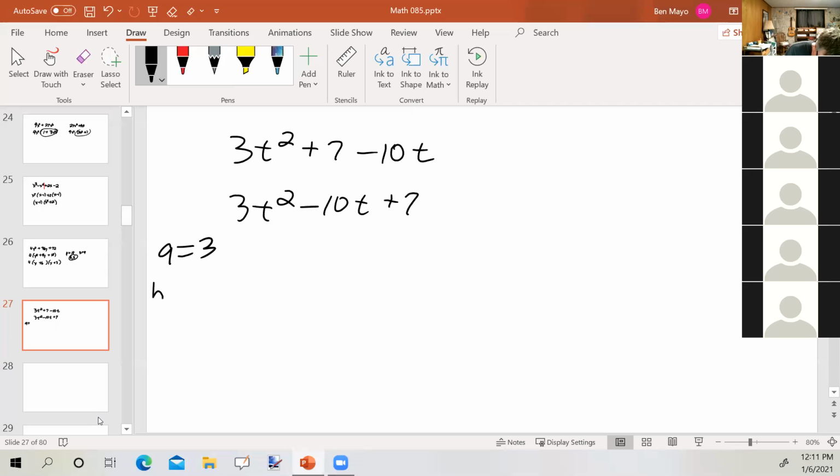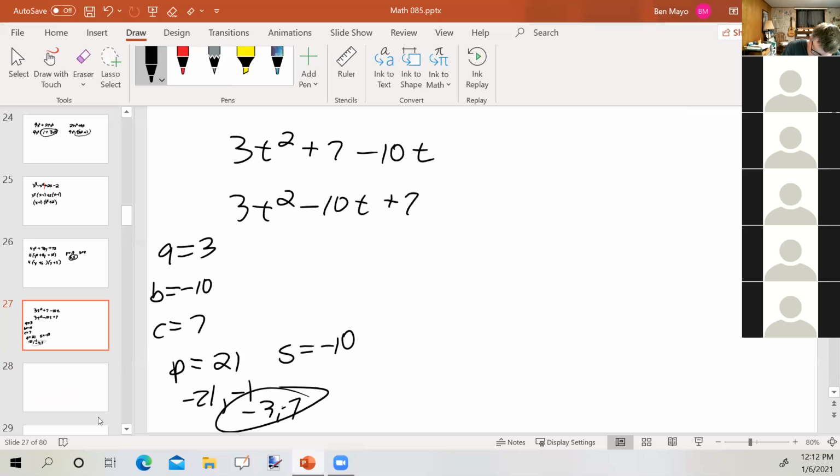A is 3, B is negative 10, C is 7, the product is 21, and the sum is negative 10. Well, I've got a positive product, so I've got to have 2 positive factors or 2 negative factors. But since the sum is negative, I've got to have 2 negative factors. Negative 3 and negative 7. Good. And like I say, if you can jump right to the finish line, you don't need to write other stuff down. But if you can't, it helps you have a pathway, so to speak.